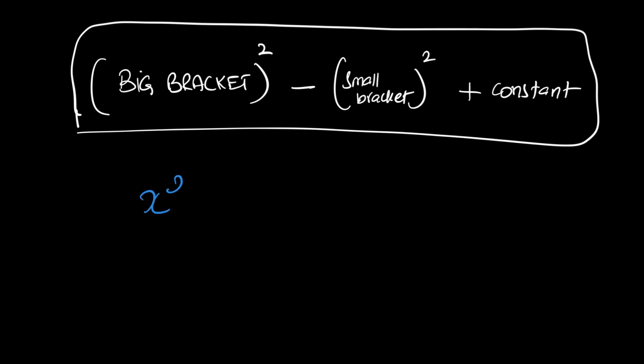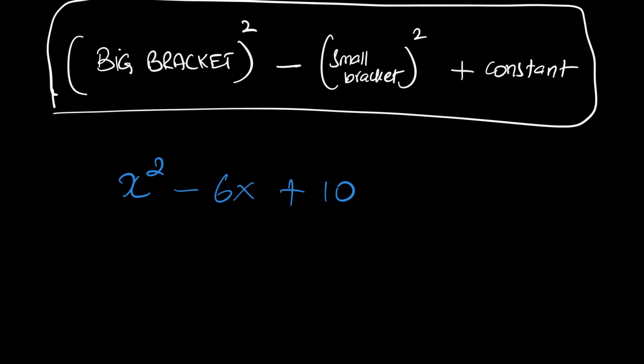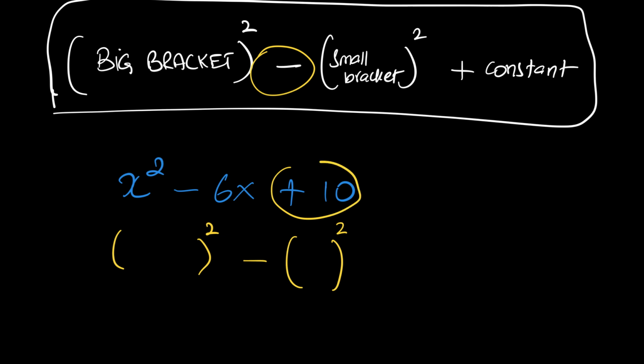But let's say we have x squared minus 6x plus 10. I want to write it in completed square form. I said you do big bracket square minus small bracket square plus constant. So I'll open up a big bracket, put a square on top of it, then I'll put a minus. It's always a minus. Then I'll open up a small bracket, put a square on it, and the constant I'll keep as it is. If it's plus, write plus; if it's minus, write minus. This is a plus 10, so I'll write a plus 10 here.